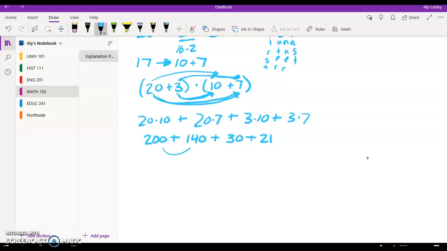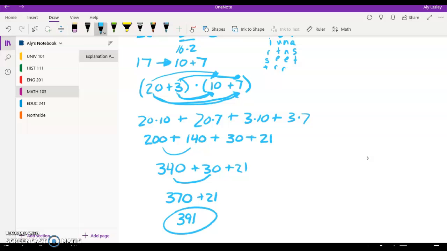So I'm going to take my 200 plus my 140 first to get 340, plus 30, plus 21. Now I'm going to take my 340 plus 30, and that's going to be 370, plus 21, and then I'm going to add those together to get 391.